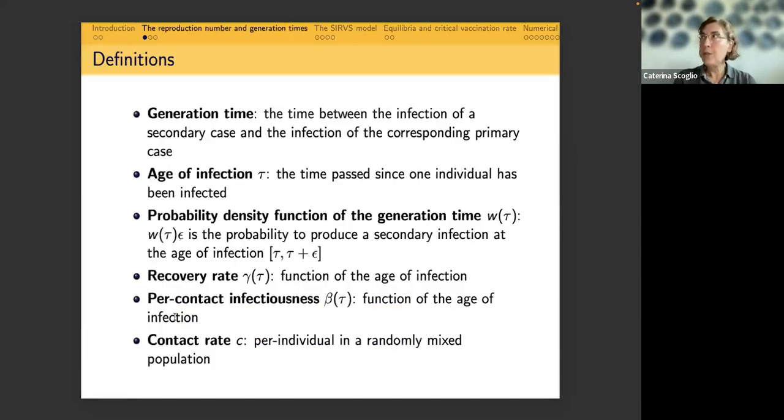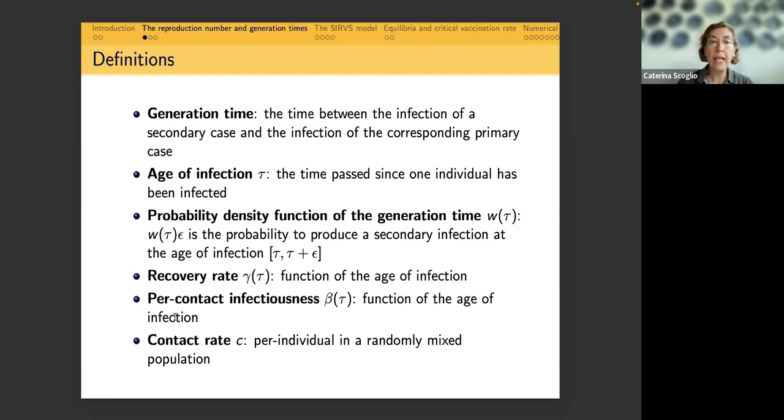So let me give you some of the definitions that are used in the following. First, and very important because our work is based on this, is the generation time. The generation time is the time between the infection of a primary case and the infection of the corresponding secondary case. So an individual gets infected at this time, and then this generation time is the time spent before the first secondary infection due to this individual is created.